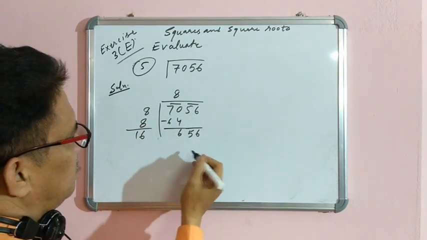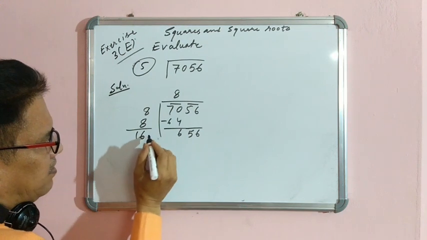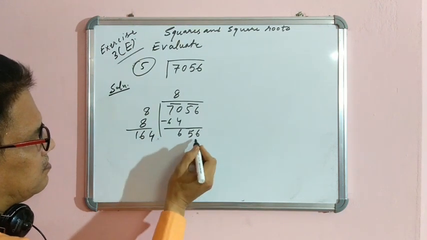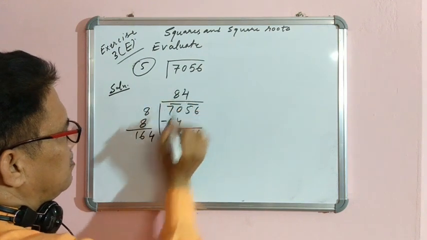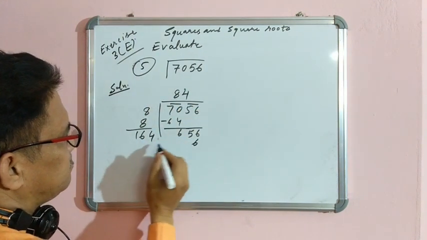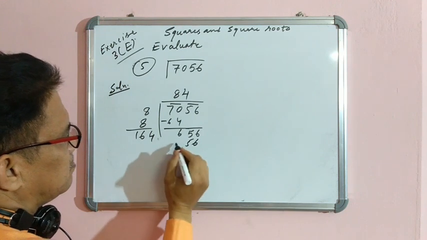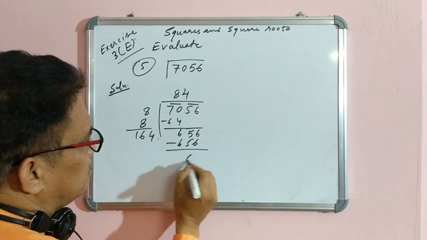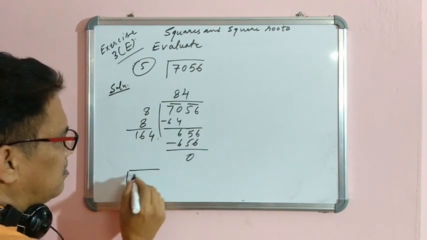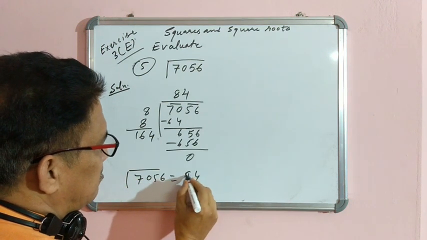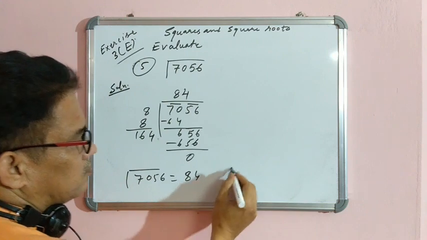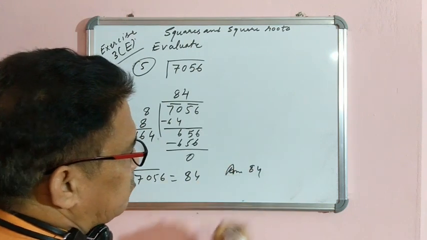Now what we have to do? We will write whatever number we will write here. Suppose I am writing 4 because 6 is there. 4 4s are 16 we know. So I am trying for 4. Then 4 4s are 16. This remainder is 0. So the square root of 7056 is equal to 84. So our answer is 84.